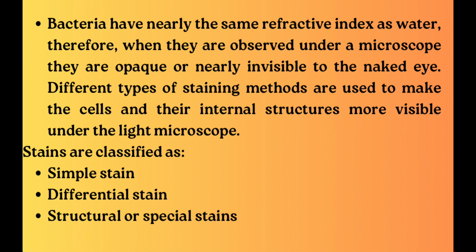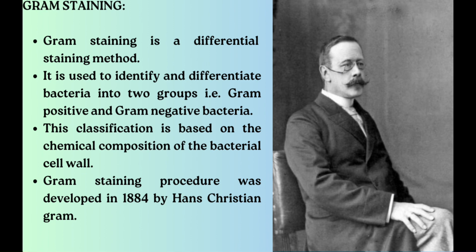Different types of staining methods are used to make the cells and their internal structures more visible under the light microscope. Stains are classified as simple stain, differential stain, structural or special stain. Gram staining. Gram staining is a differential staining method. It is used to identify and differentiate bacteria into two groups, that is, gram-positive and gram-negative bacteria. This classification is based on the chemical composition of the bacterial cell wall. The gram staining procedure was developed in 1884 by Hans Christian Gram.